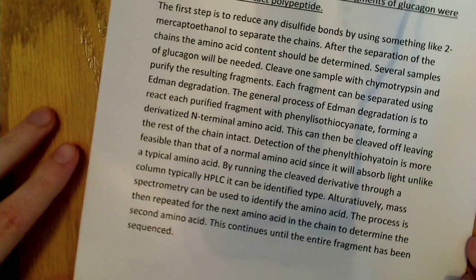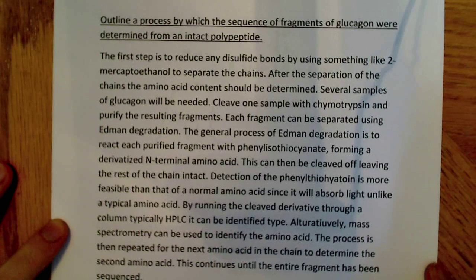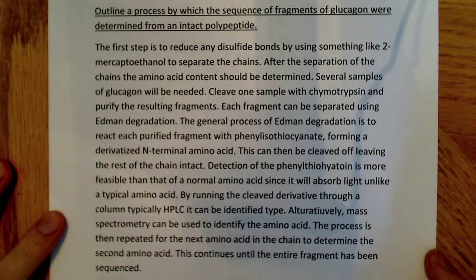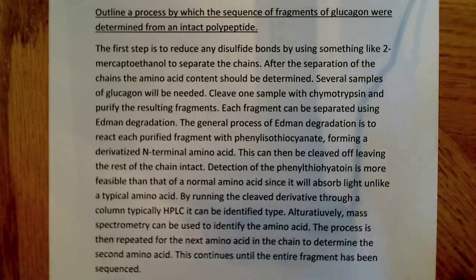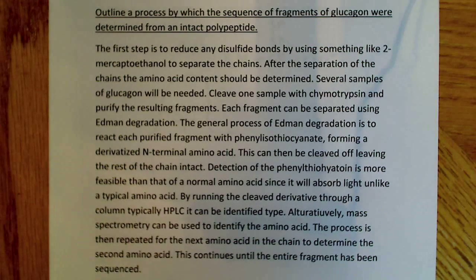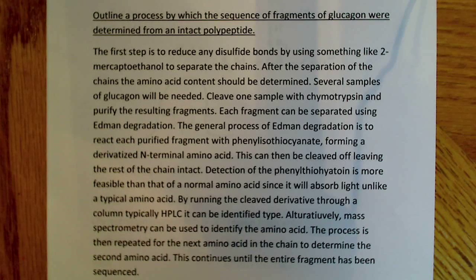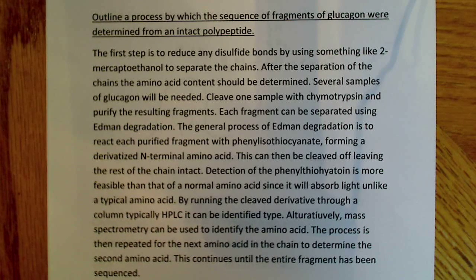So the first part of the question, which I actually prepared an answer for because this is more or less conceptual information, is kind of hard to write out for you guys, so I'm just going to talk about it briefly here. What they wanted you to do was outline a process by which a sequence of fragments of glucagon were determined from an intact polypeptide.